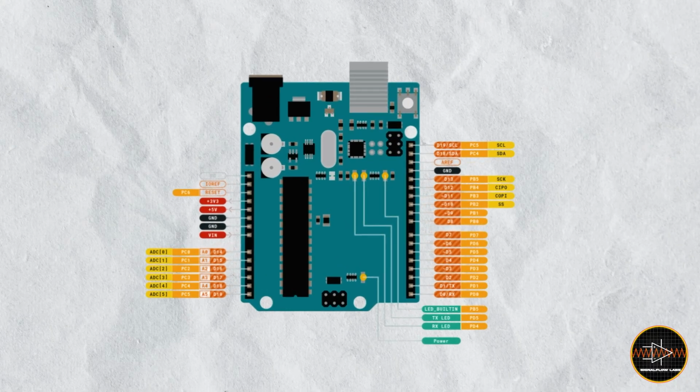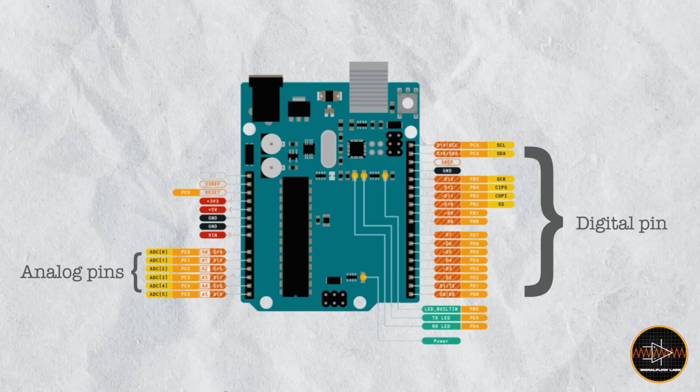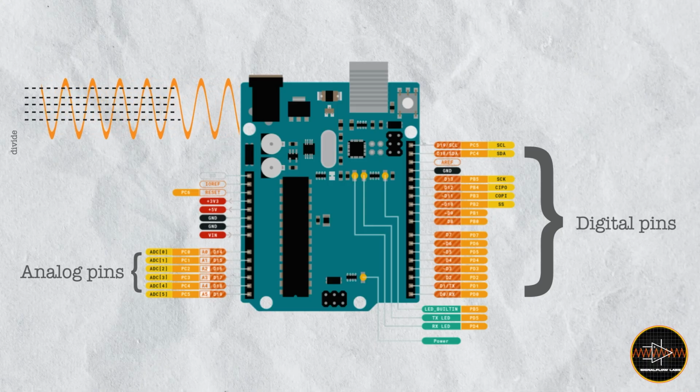Let's get started with the next topic, that is analog and digital pins. As you can see on the screen, there are different pins available on Arduino Uno, divided into analog pins and digital pins. The analog pins convert an analog value, from 0 to 5 volts, to a scale of 0 to 1023.